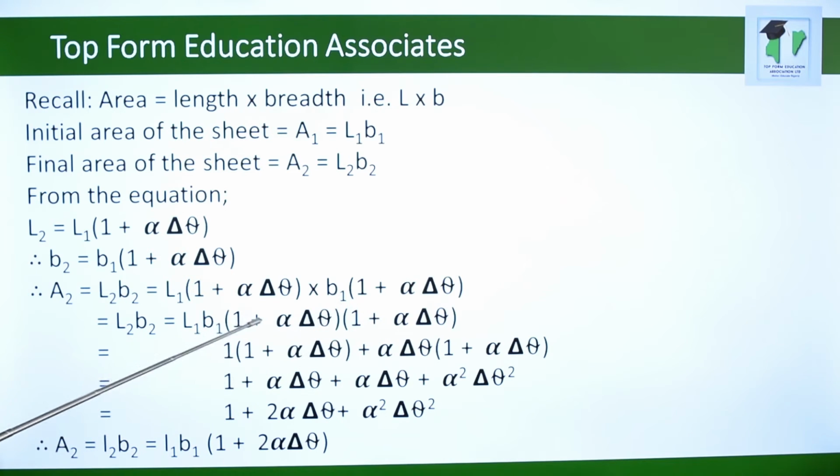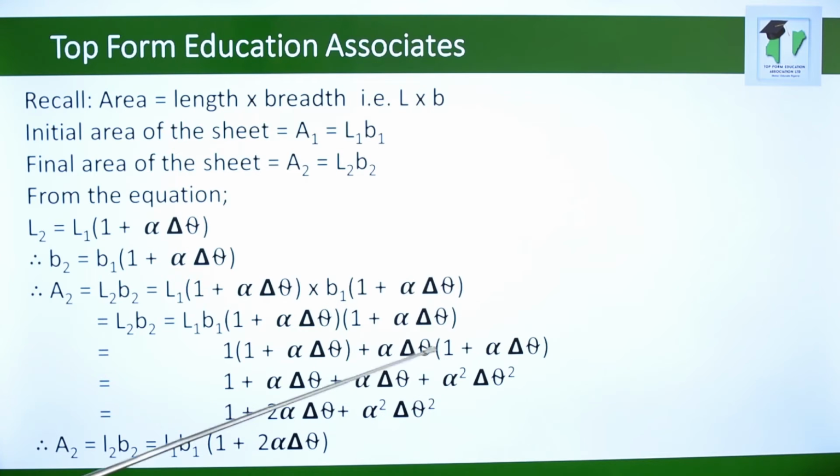So we're using 1 here to factorize this. We'll have 1 into 1 plus alpha change in theta. You close the bracket, plus what is now remaining here is plus alpha change in theta into 1 plus alpha change in theta. We have now factorized this, so we want to multiply out now. 1 times 1 gives you 1 here, plus 1 times alpha change in theta gives you alpha change in theta, plus alpha change in theta times 1 gives you alpha change in theta. Plus what is now remaining is alpha times alpha gives you alpha squared.